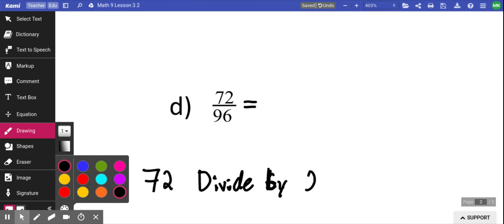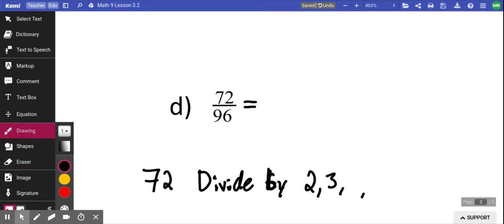72 can divide by 2. It can divide by 3. It can divide by 6. I don't think it can divide by 4. Did I miss 4? Yeah, I missed 4. By 4, by 6. It can't divide by 7. It can divide by 8. It can divide by 9. Can't divide by 10. Can't divide by 11. It can divide by 12.